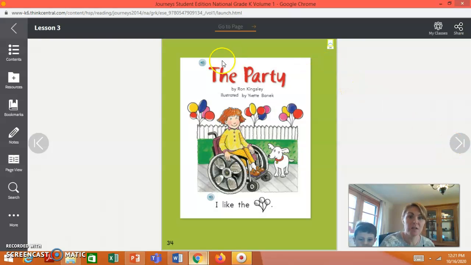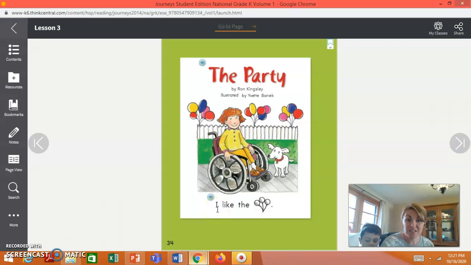Now here's our story called The Party. Let's see if you can read the word the on every page. And we also have our words that we already learned. I like. So let's read.